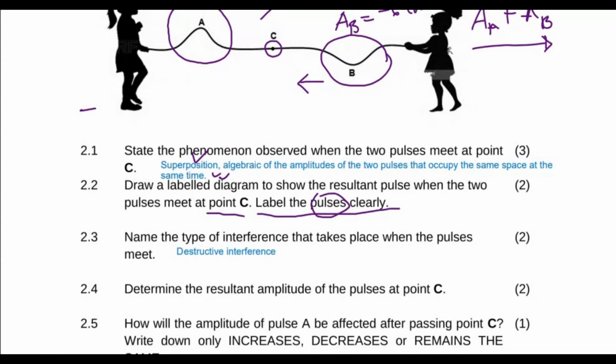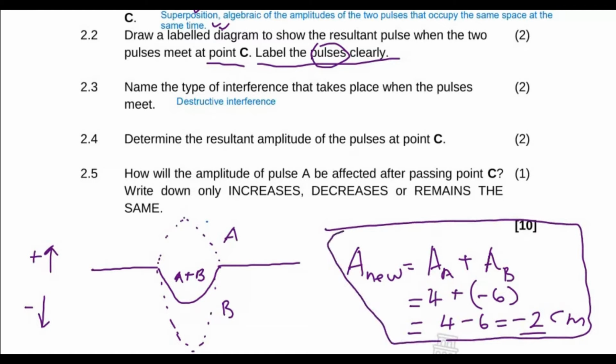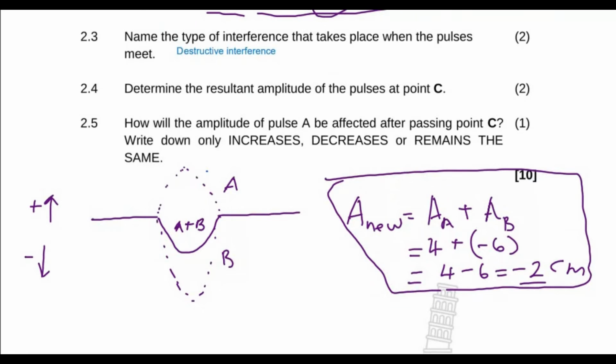Question 2.4 says determine the resultant amplitude of the two pulses at point C. I think I've already demonstrated it here, so it's going to be something like that. Because they say it's negative, it's always important to include the sign so that your answers correlate to the memo.